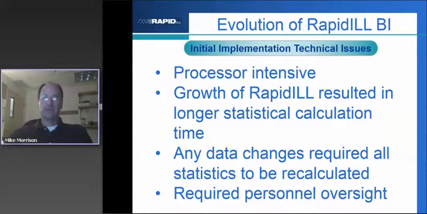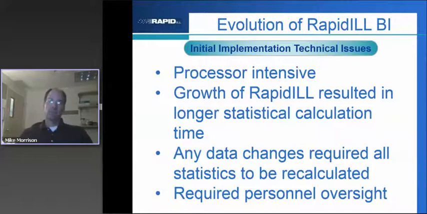There were several technical issues with this implementation. One, it was processor intensive, both on the client and the production SQL server. Secondly, because of the growth of Rapid ILL, this caused a problem in statistical calculation time. Initially, we had 15 clients. It took 2 to 3 hours. Not a problem. Once we exceeded 100 clients, it took 2 to 3 days.